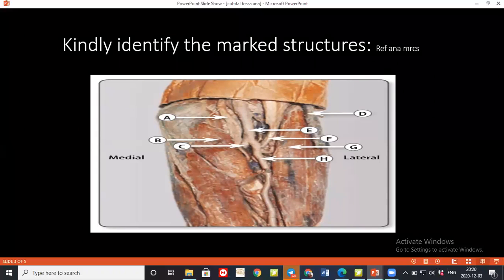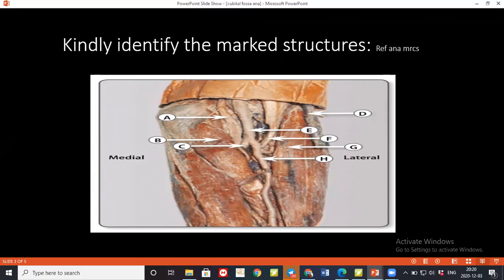Can you tell me the boundaries of the cubital fossa? For the boundary, we have brachioradialis laterally, and medially pronator teres. Very good. Then superiorly, we have the imaginary line that runs between the medial and lateral epicondyles. Very good. And the roof and the floor?